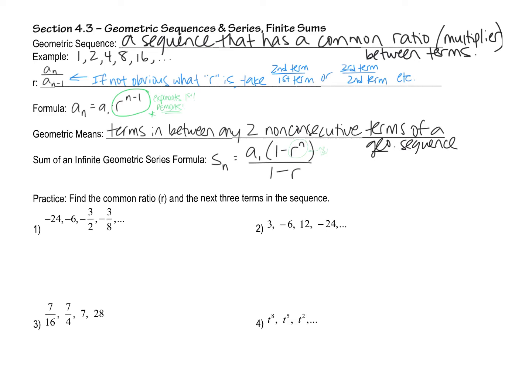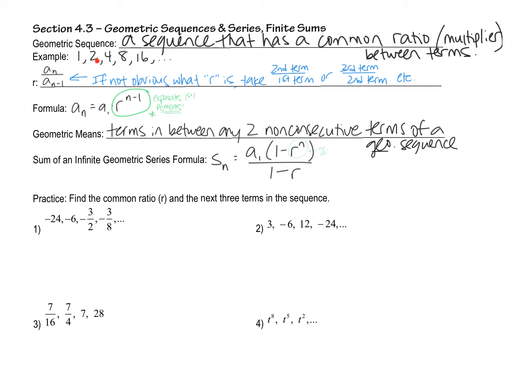Hey guys, I'm on section 4.3. So now we have geometric sequence and series. The first 2 days of the chapter we spent doing arithmetic sequences and series, which is when you add or subtract a certain number each time. But a geometric sequence and series has a common ratio, aka it's when you multiply each term to get the next term. So there's a very basic example.